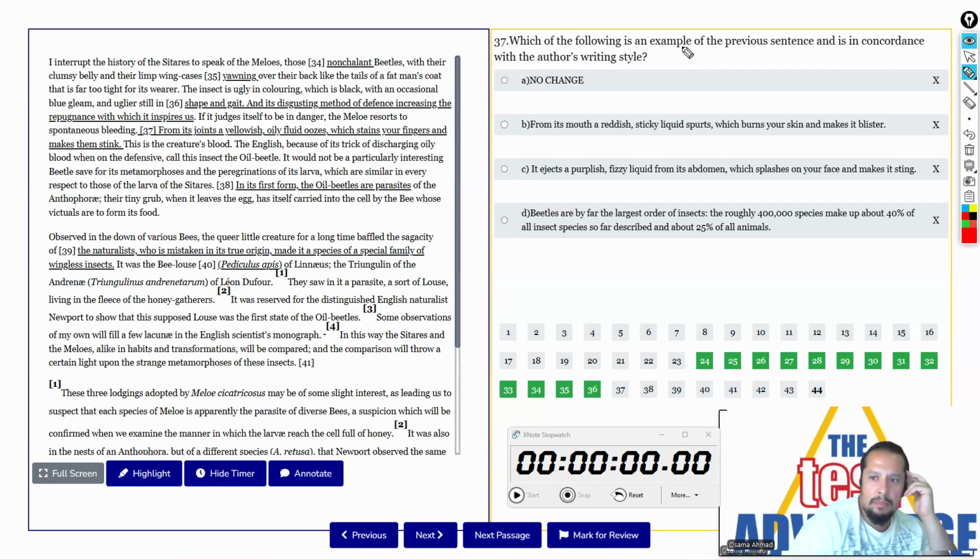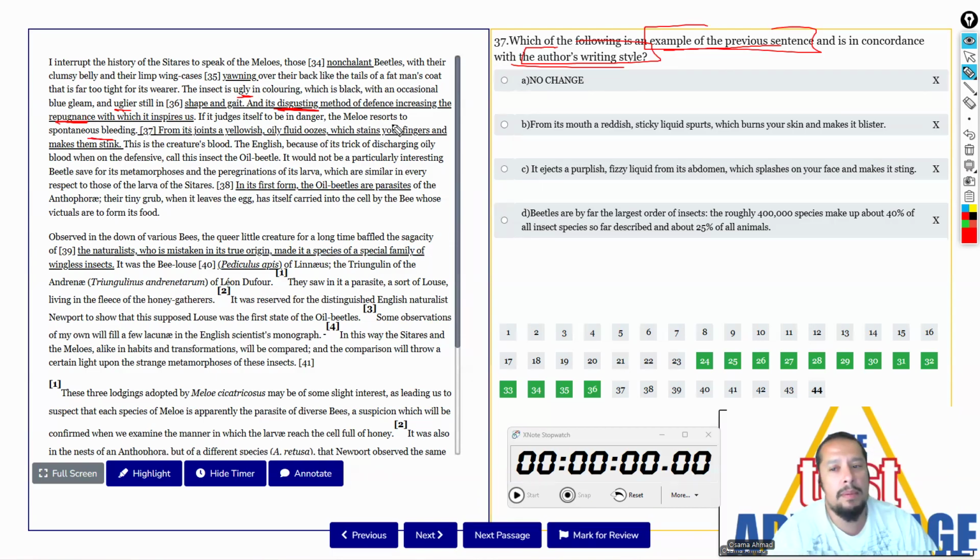So, which of the following is an example of the previous sentence and is in concordance with the author's writing style? The insect is ugly in coloring, which is black with an occasional blue gleam, and uglier still in shape and gait. Its disgusting method of defense increases the repugnance which it inspires. If it judges itself to be endangered, the beetle resorts to spontaneous bleeding. Now, we need two things. First, it needs to be an example of the previous sentence, which is a response to being in danger. And it needs to follow the writing style and tone, right?